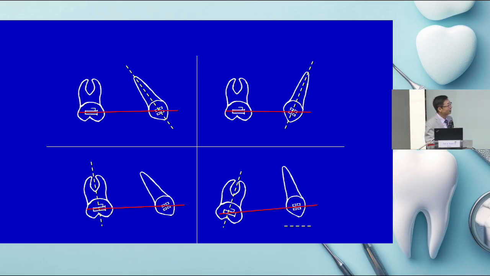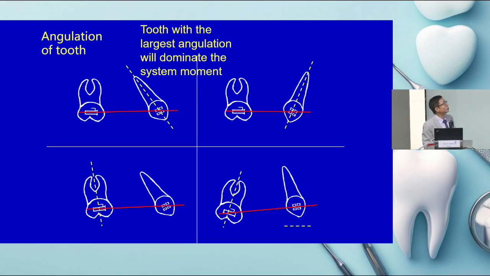And this one, the dominant moment will be on the molar. These two, the dominant moment is on the canine, right? I say the larger moment dominates the system moment. So now we know the angulation of the tooth will affect the wire-slot angle. That means the tooth with the largest angulation will dominate the system moment, right?